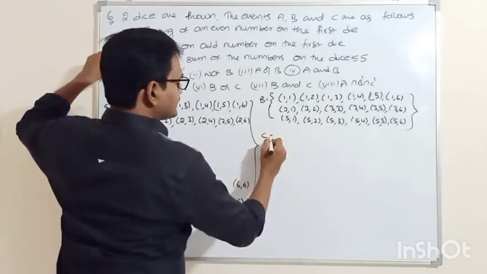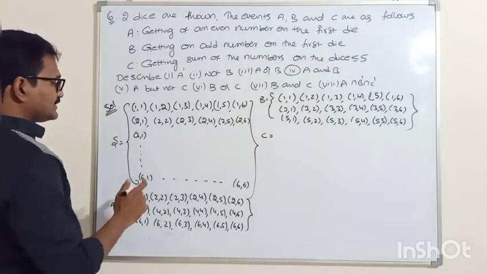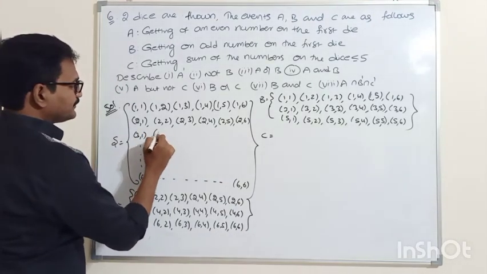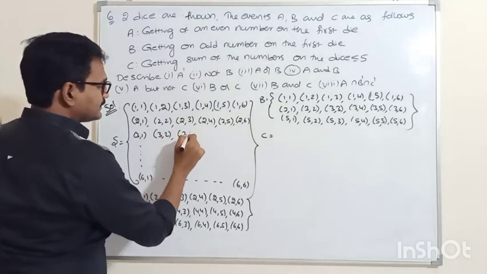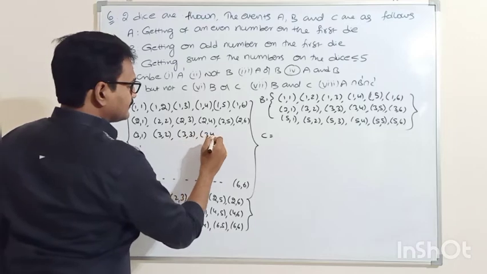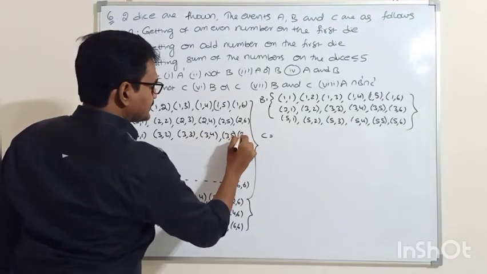Next, set C. Getting sum of the numbers on the dice less than or equal to 5. 3,1, 3,2, 3,3, 3,4, 3,5, 3,6.